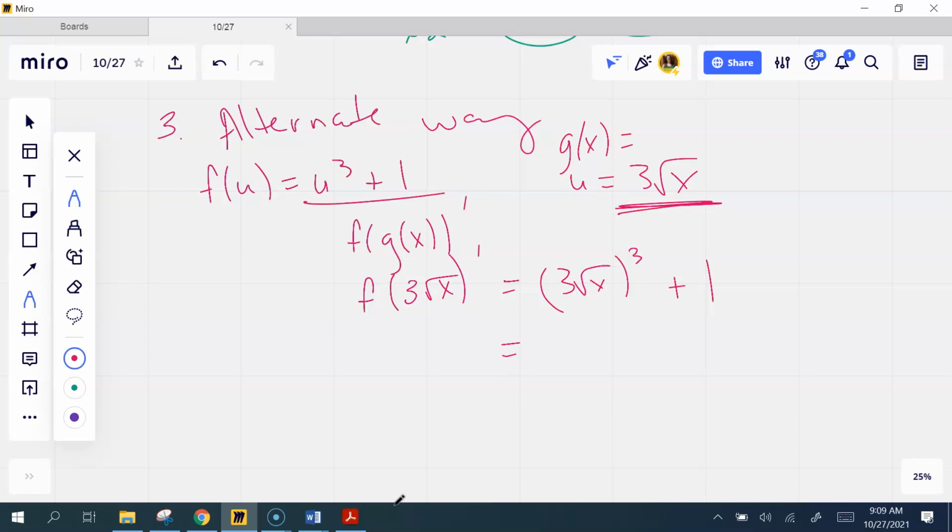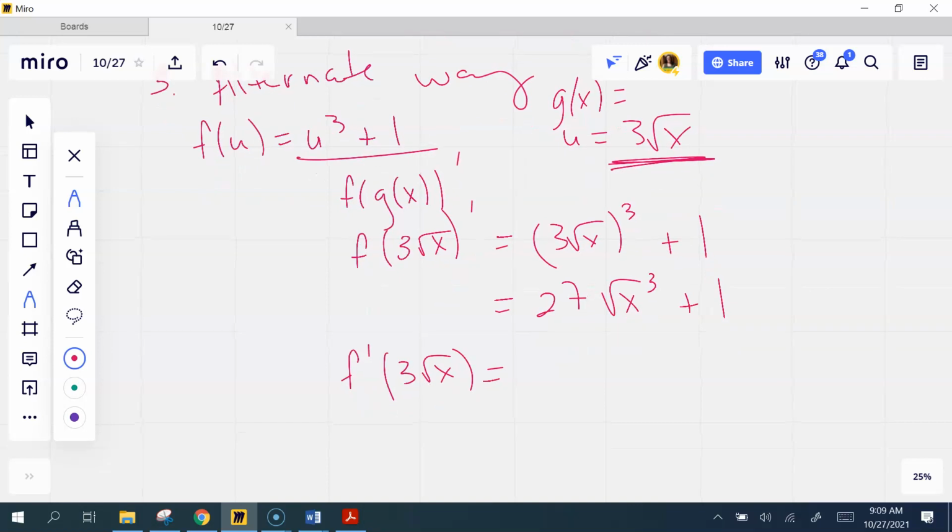If f of u is u cubed plus 1, and u is 3 times the square root of x, so this would be 27 times the square root of x cubed plus 1. So now f prime of 3 times the square root of x, no, it's 3 root x. We forgot to keep the 2 up there. No, it's 3 times 3, 3 times 3 is 9, you know what 9 times 2 is?